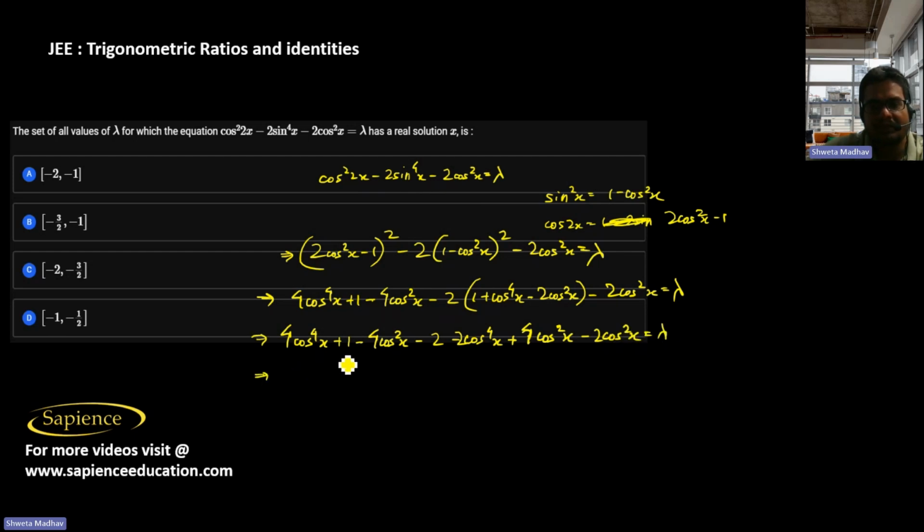So then we can say this will be 4 minus 2, so 2 cos power 4x. So these two will get cancelled. Then we can say this will be minus 2 cos square x minus 1 that is equal to lambda.